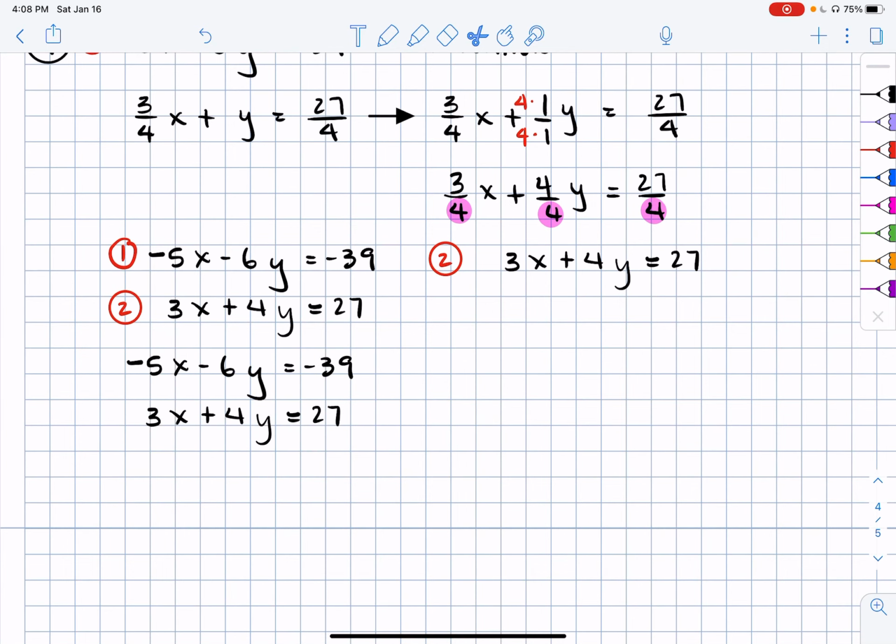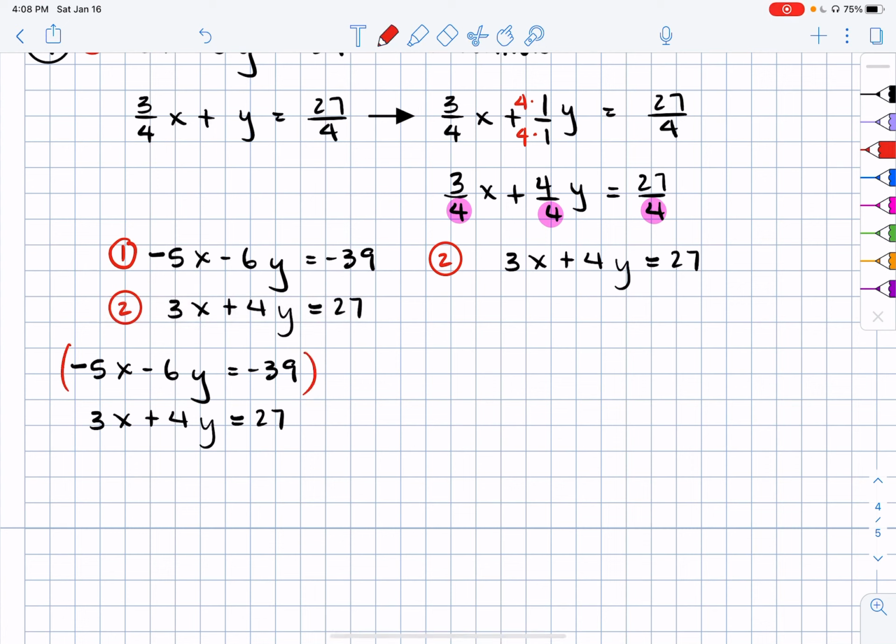So what I'm going to do to eliminate, I'm going ahead and multiply the top by a 3 and the bottom by a 5. Okay, now what does that give me? If you look at the x, it'll give me a negative 15x on top and a positive 15x on the bottom. So the top is going to be negative 15x minus 18y is equal to negative 117.